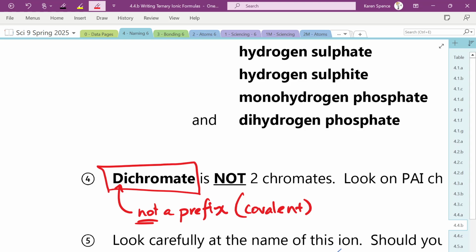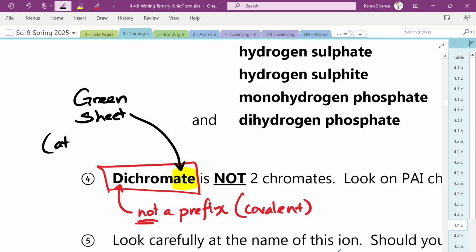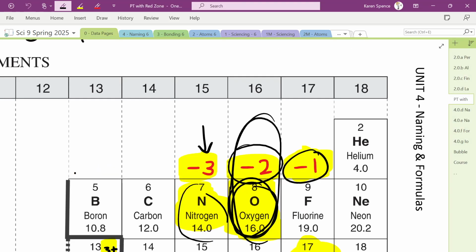Yes? You'd be like, dichromate. Dichromate's weird. I have to look it up. What do you do when you see dichromate? Look it up. Where is it going to be? It says ate at the end. Where is it going to be? It's going to be on the green sheet. Anything that ends in ate or ite is on the green sheet. So dichromate is on the green sheet. So you go here and you say, dichromate, what have I got?